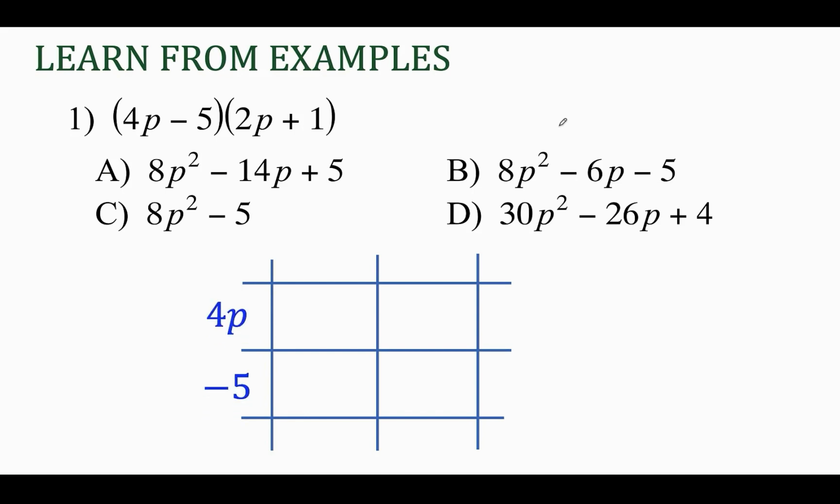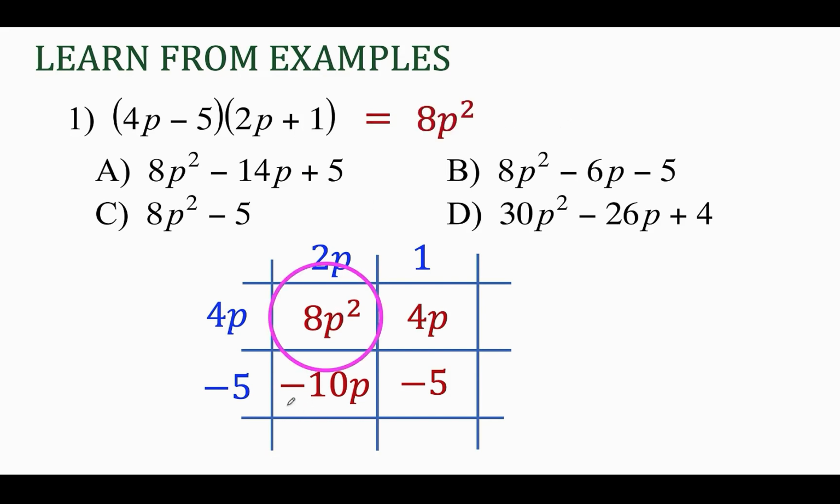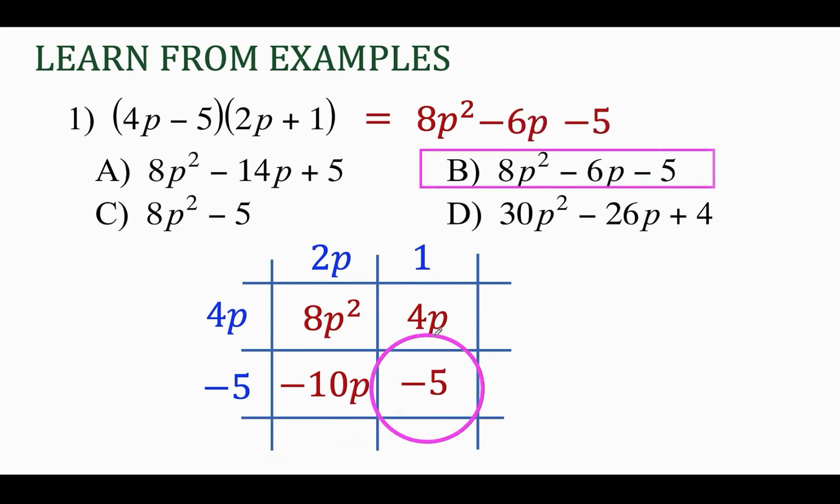4p minus 5 at the left and 2p plus 1 at the top. And perform the multiplication box by box, pair by pair, and the final answer would be this 8p squared. Let's put it there. Notice that negative 10p and positive 4p are like terms, so we can combine them to negative 6p. And copy minus 5. That is now our answer.